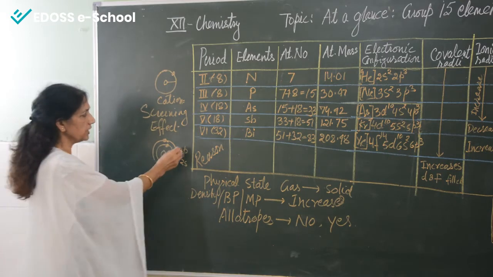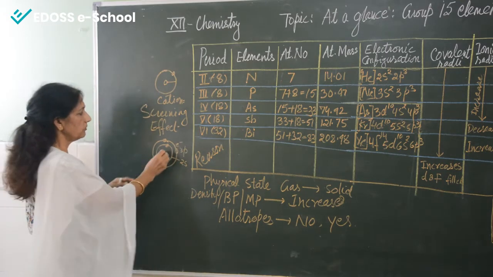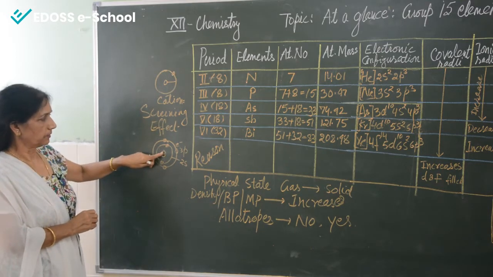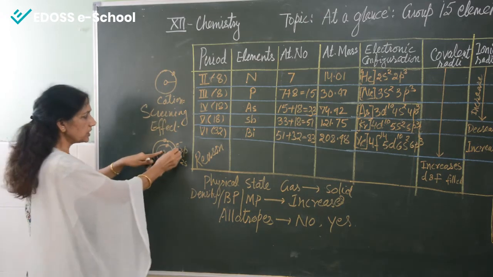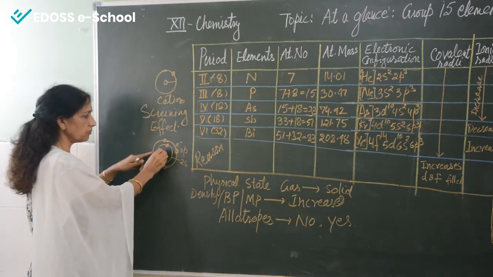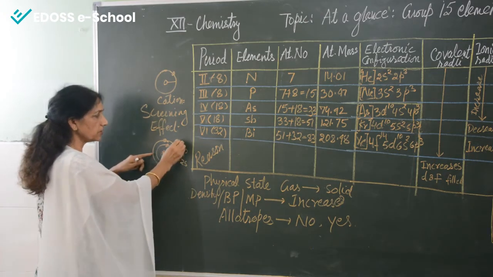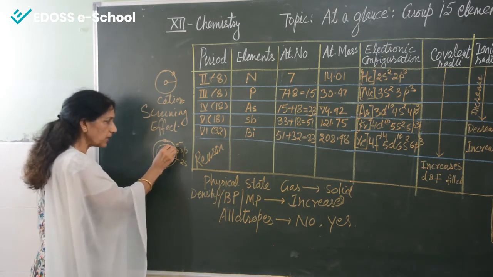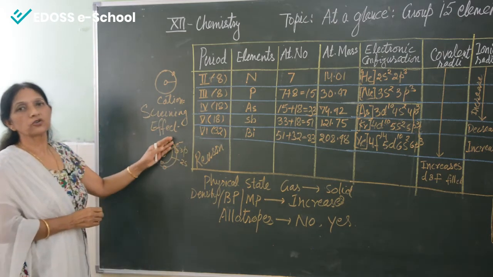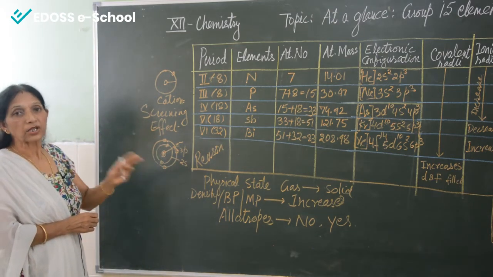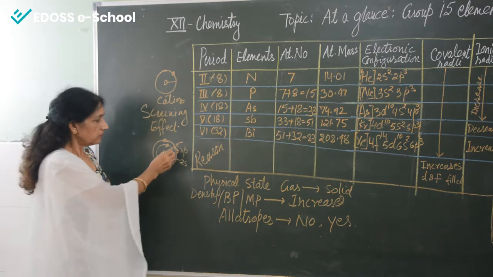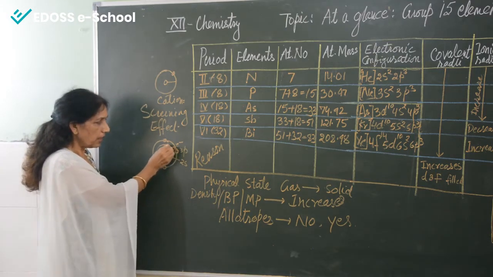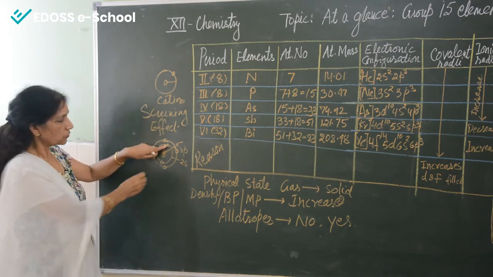What is happening? You can see here, this is an electron and this is the nucleus. So the nucleus is having positive charge. So for this valence electron, the nucleus is positive and the electron is negative. Electrons are negative, so the positive nucleus is attracting the negative electron towards itself. But on the other hand, what is happening? These are electrons, and these electrons are also having negative charge.